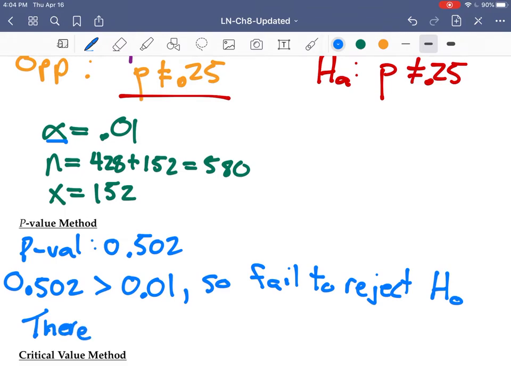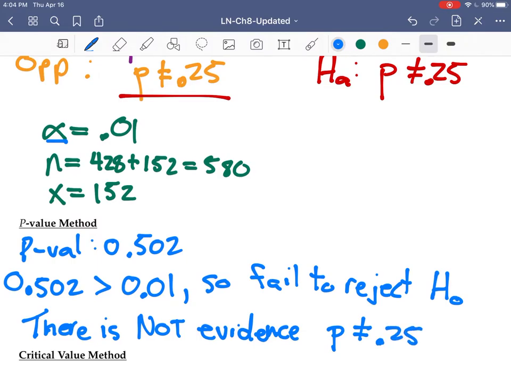There is not, at least not sufficient evidence, that the proportion is not equal to 0.25. We're not saying that it is equal to 0.25, we're just saying we don't have enough evidence to say it's for sure not equal to 0.25.